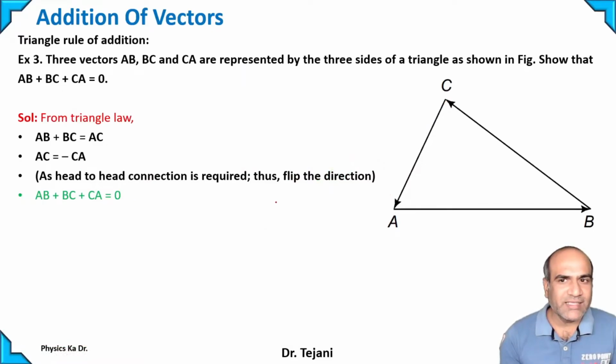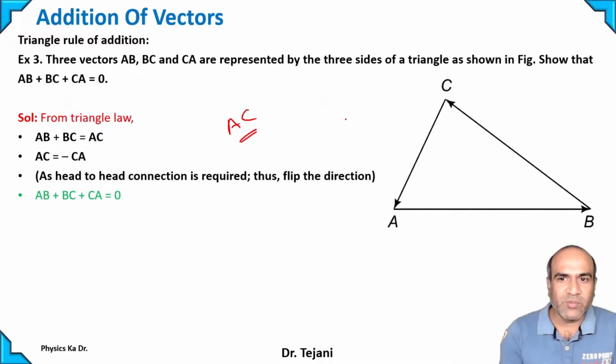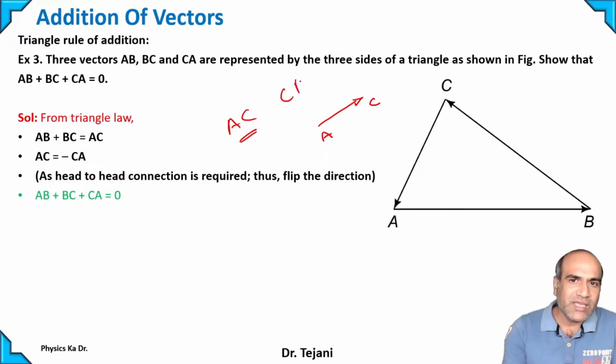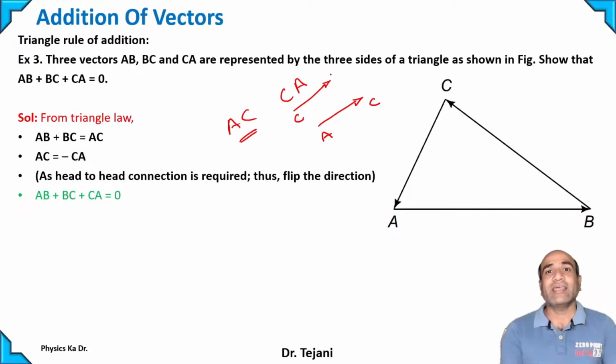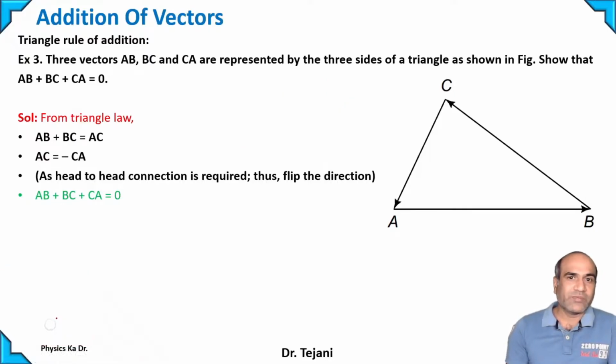It's very simple. See, AC and CA are both different things, right? If you see AC, that means it is starting from A and heading towards C. This is C and this is A. If you write CA, that means it is starting from C and heading to A. Remember this. It is going to be very useful for you in constructing vectors.